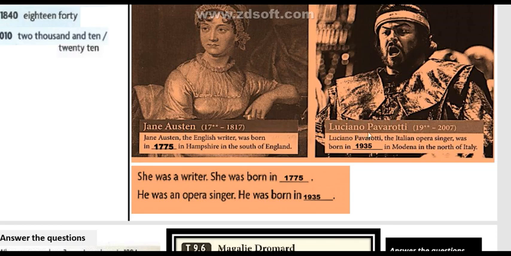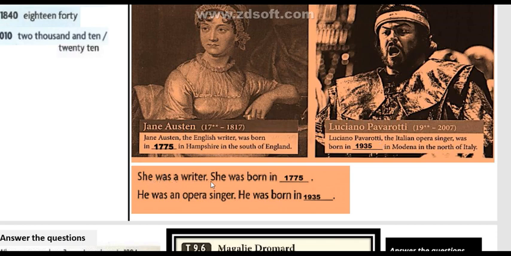Here, Luciano Pavarotti. Luciano Pavarotti, the Italian opera singer, was born in 1935 in Modena, in the north of Italy. As in the first sentence, when we change it into the passive voice, first of all we delete the subject, which is his mother, and put the object, Luciano Pavarotti, and then was, because he is singular. So we put was born, the past participle of the verb, and the year.